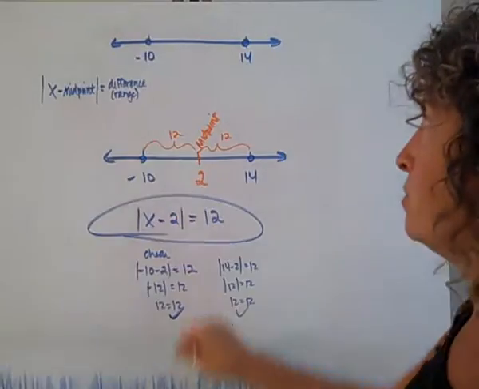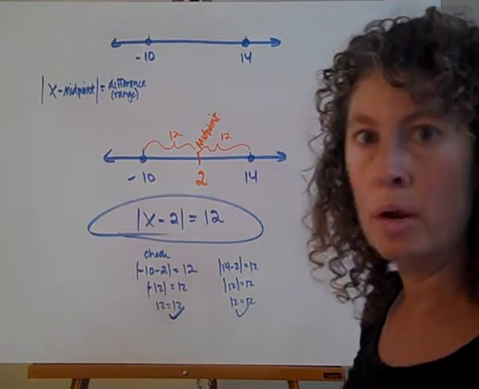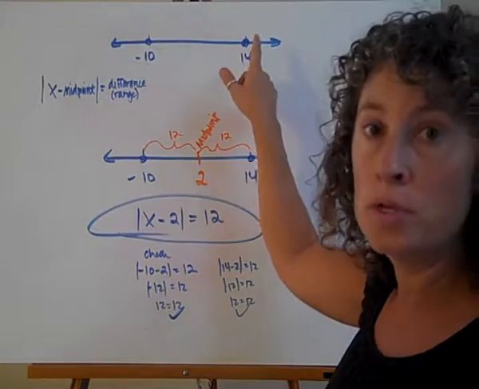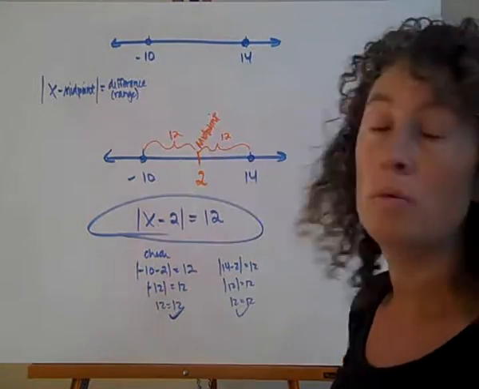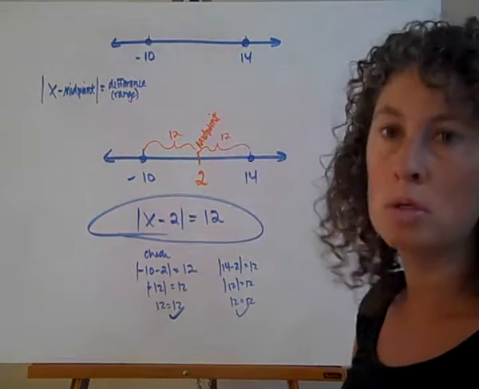So let's take a look at writing an equation from a number line. So it's not a word problem anymore. I have this number line, and they're going to plot some points on there for you. So I've got negative 10, and I've got 14. We want to write an absolute value equation that gives me those two solutions.